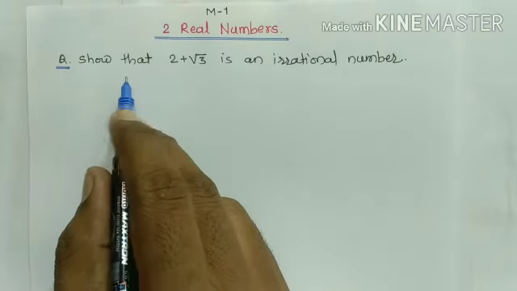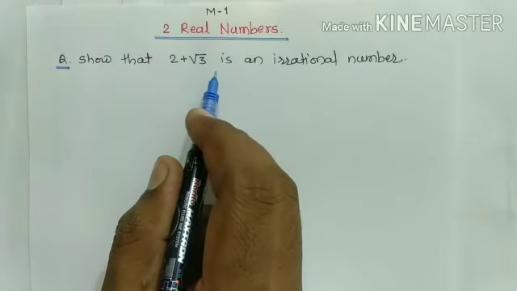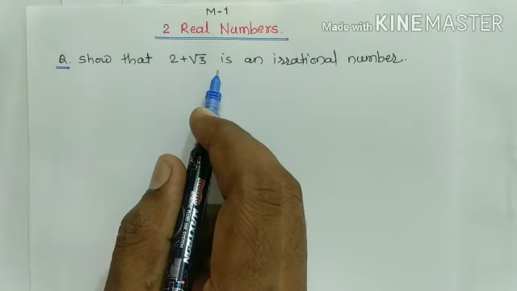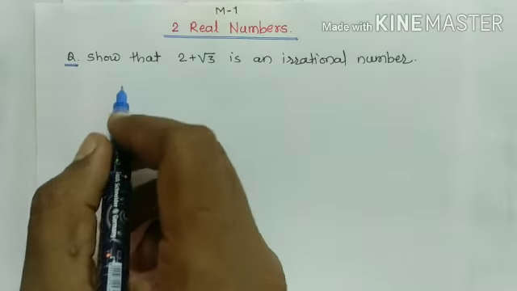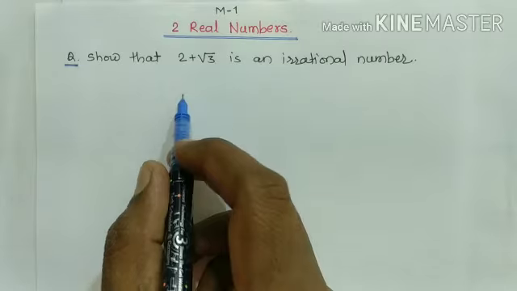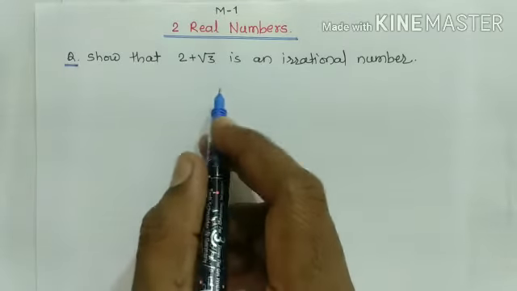The question is: show that 2 plus root 3 is an irrational number. Here we use the indirect method to prove that 2 plus root 3 is an irrational number.